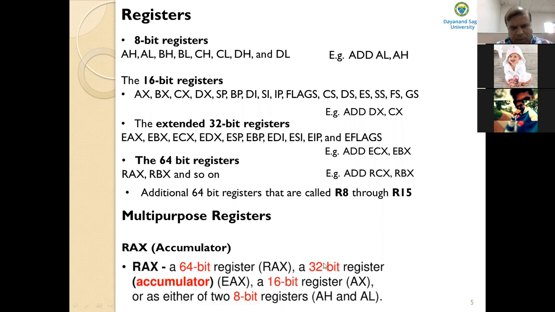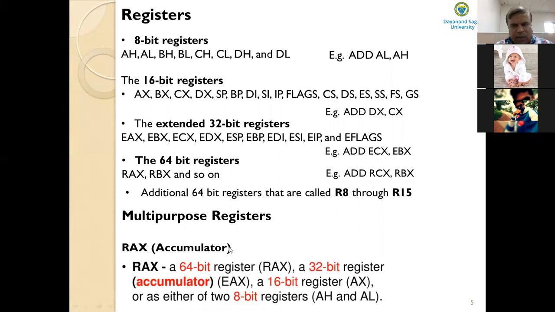And it can be referenced as a 32-bit register. If you want to use it as a 32-bit register, what is the name? EAX, which stands for extended AX register. It can be referenced as a 16-bit register AX, and as either of two 8-bit registers AH and AL. Note that this RAX register is also called the accumulator.